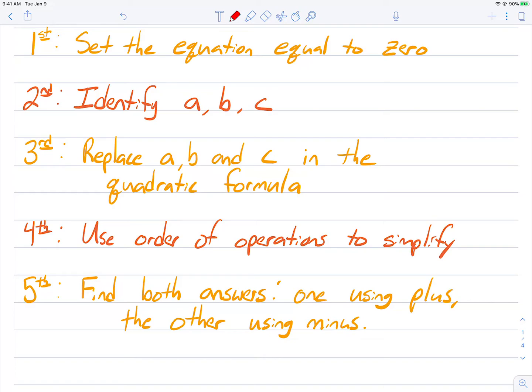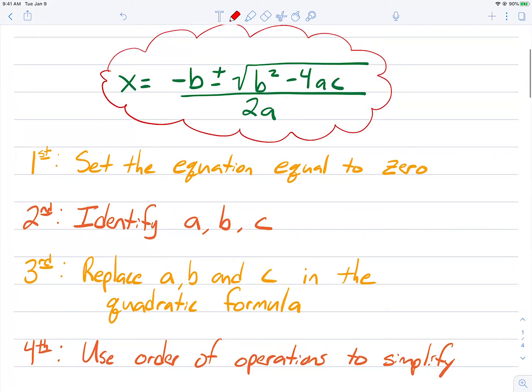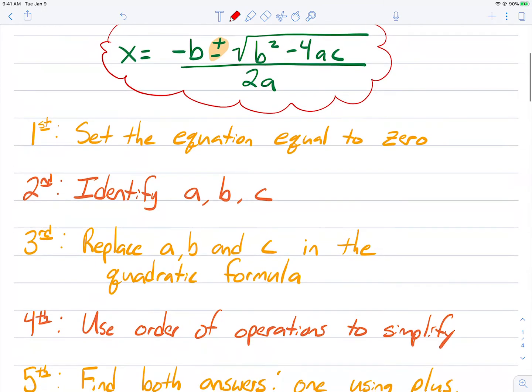You are then going to identify what number is A, B, and C. Then you replace A, B, and C in the quadratic formula. So whatever numbers A, B, and C are is what you're going to plug in for those letters. You're going to use order of operations to simplify. And then you're going to find both answers. Because if you noticed in the equation, there's this plus or minus, which means this is a condensed form of two different answers. You can do that entire equation using the plus sign, or you can do the entire thing using the minus sign. So I'll be showing you how that works.